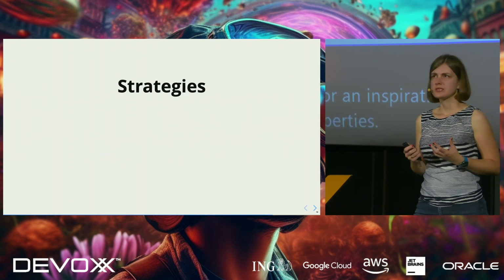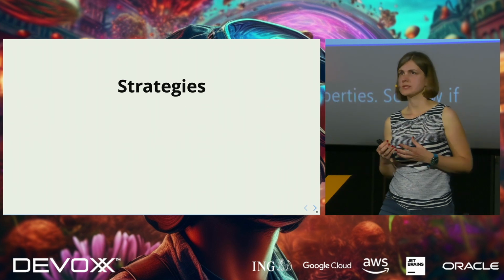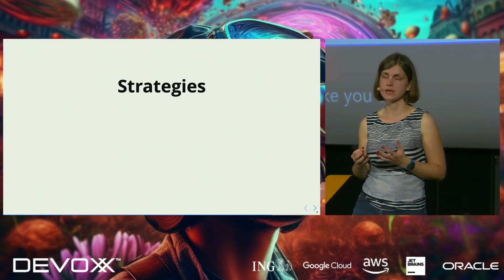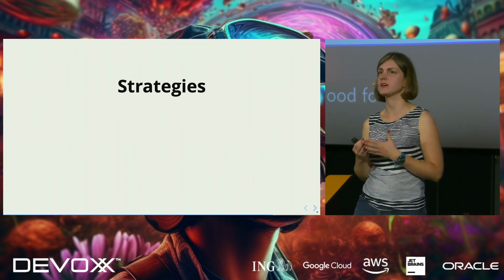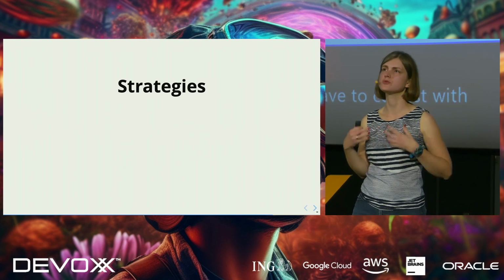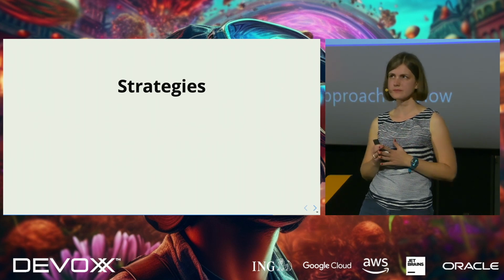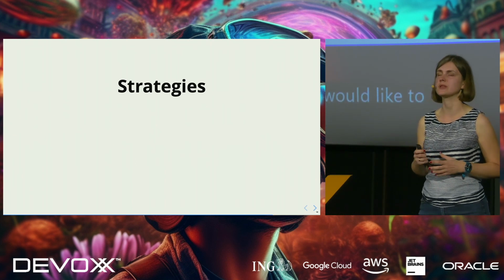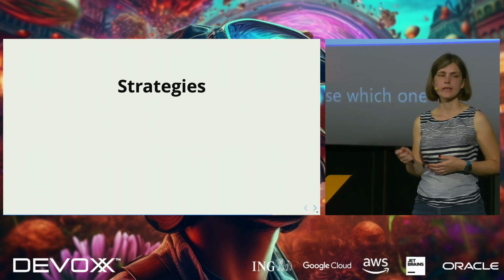So now, if properties are not so trivial because they make you think differently about your code and they're not good for documenting, and they have to coexist with example-based tests, then how should you approach it? How should you introduce it to your code base? I would like to leave you with two strategies, and you can choose which one applies better in your case.